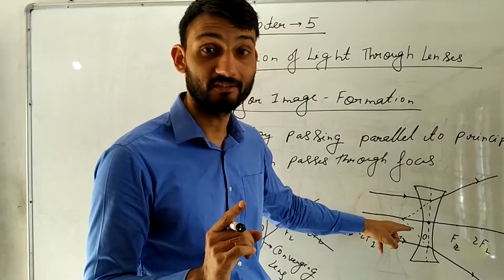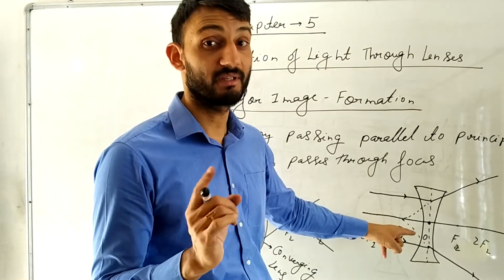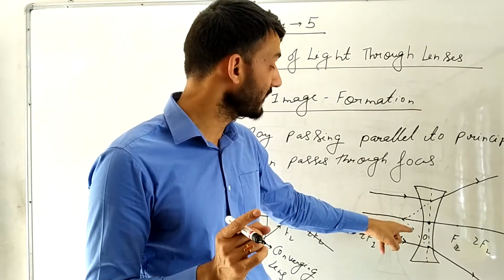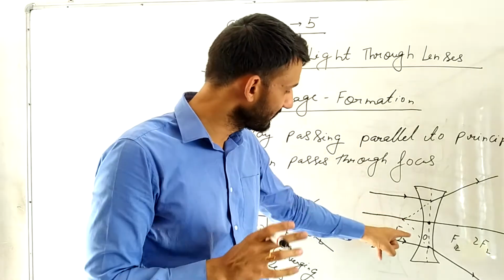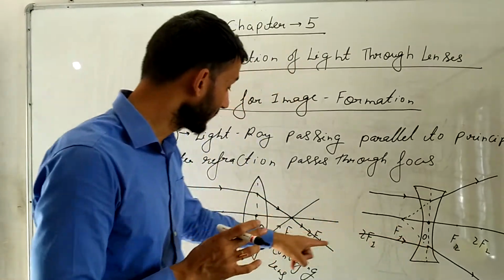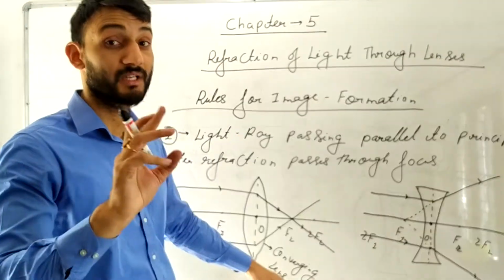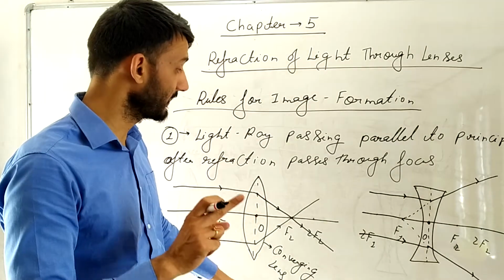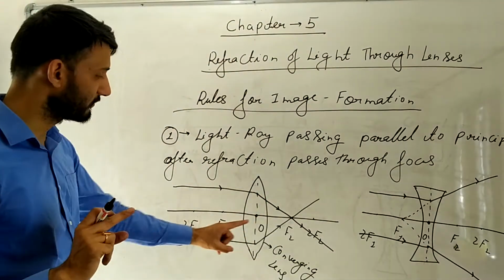It's not actually passing through the focus. Okay, it appears to pass through the focus. So now you can imagine what kind of images this lens is going to form, and what kind of images this lens is going to form. Now coming to the confusion which you might be having about the focuses.